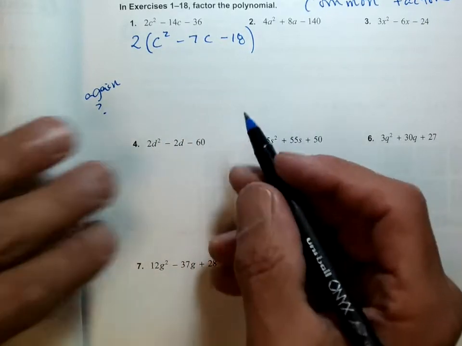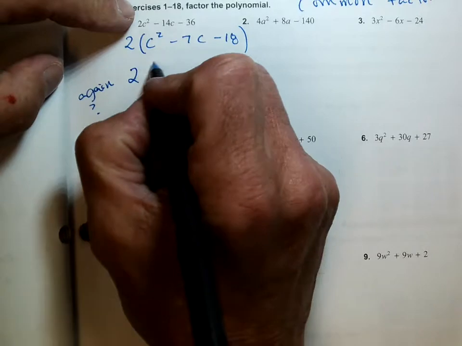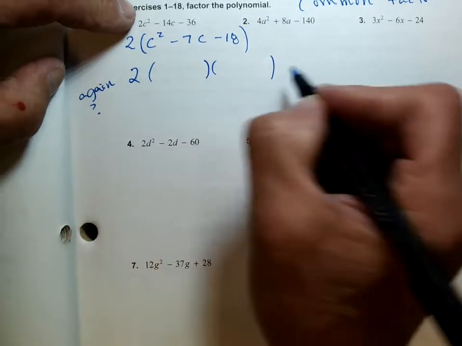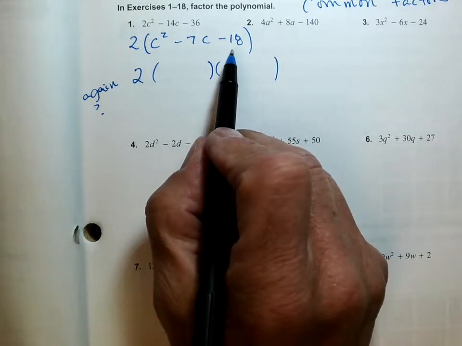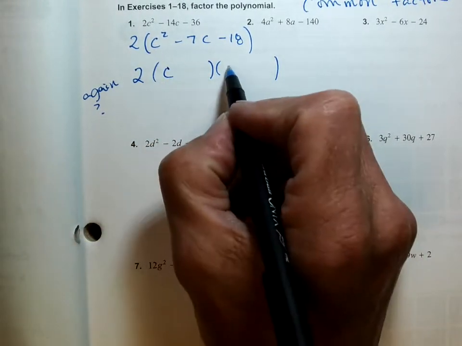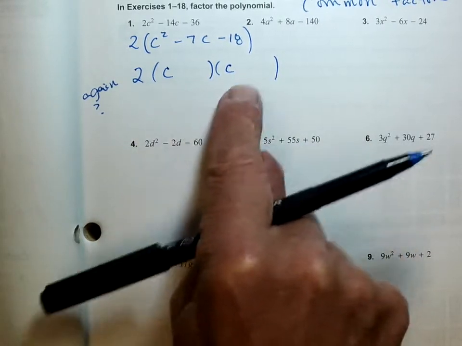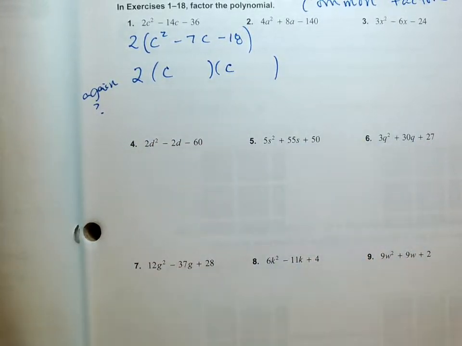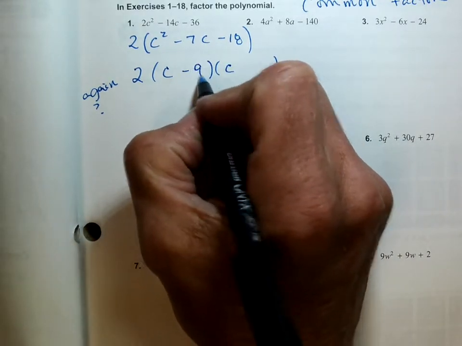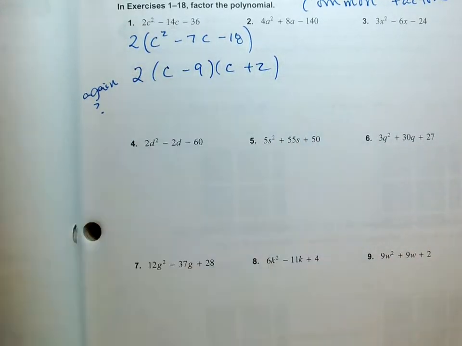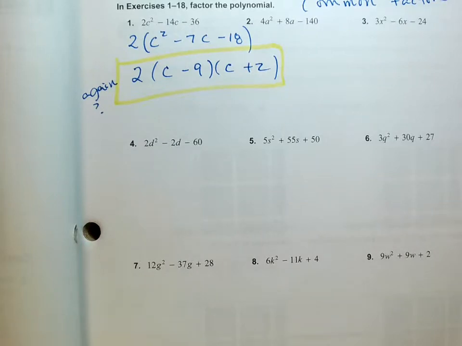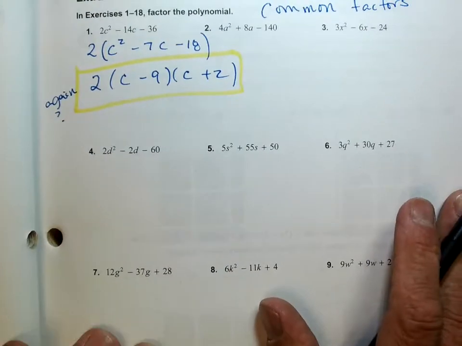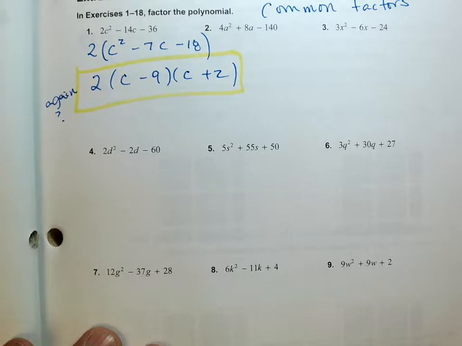So to finish this, don't forget the 2, but now we're going to go parentheses, parentheses. And then I heard a negative 9 positive 2, right? Now we know for sure we got to go a c and a c to get my c squared, right? And then Seth said negative 9 positive 2. That is totally correct. That is the answer, okay? All right, let's shift to number 3.